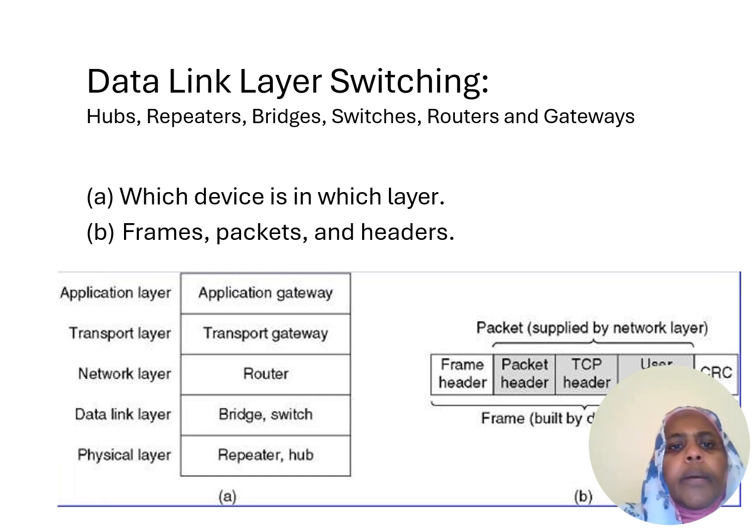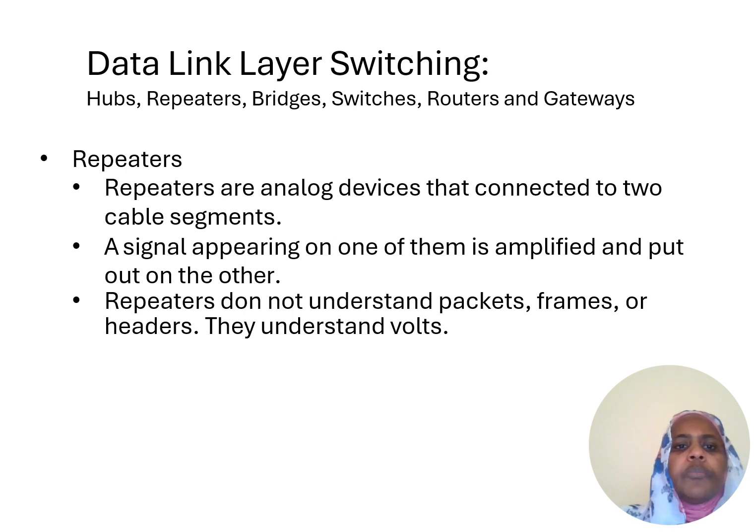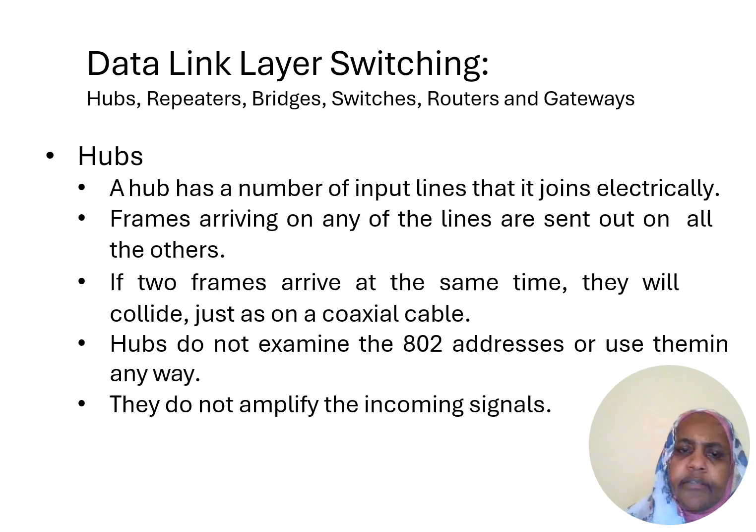We have been talking about several devices for internetworking, such as hubs, repeaters, bridges, switches, routers, and gateways. In this part of our lecture, we will have a look into each one of them. The application layer has application gateways, the transport layer has transport gateways, the network layer has routers, the data link layer has bridges and switches, and the physical layer has repeaters and hubs. Repeaters are amplifiers that connect different segments of the cable. They take the incoming signal, amplify it and retransmit it.